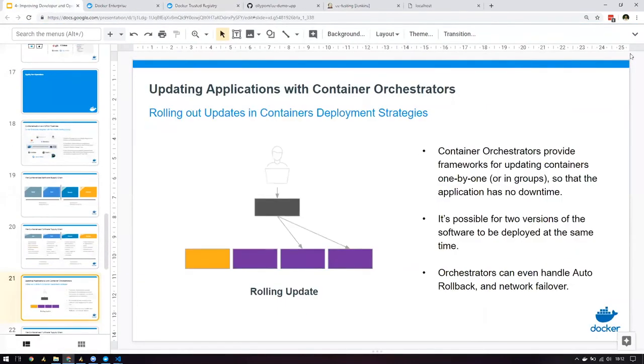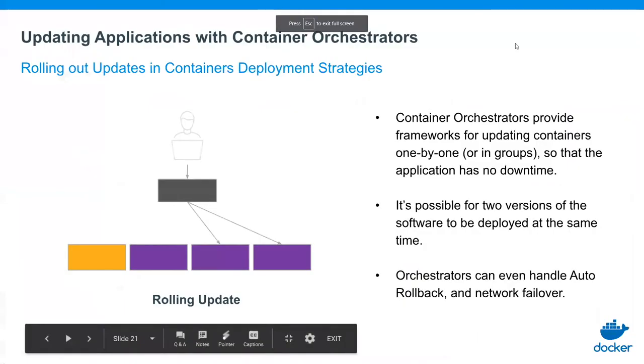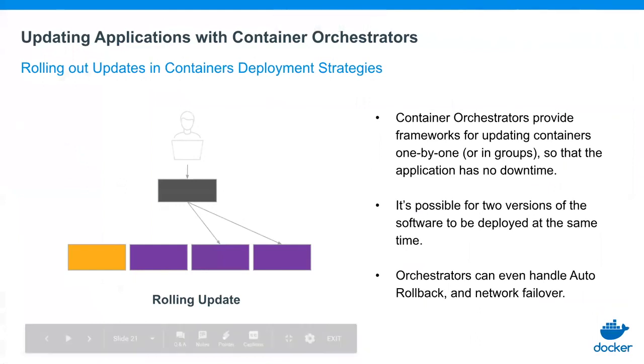Now, when it comes to rolling out container applications, the good news for operators is that container orchestrators, so Docker Swarm and Kubernetes, come with some really great features to help you roll out application changes. They can seamlessly handle rolling out groups or updating containers one by one so that the application itself has no downtime.